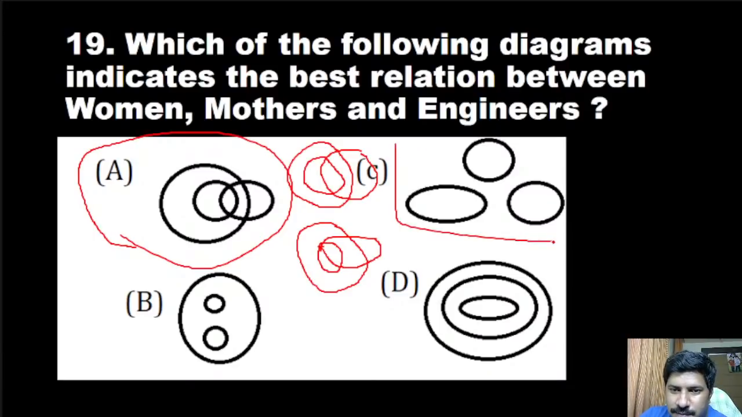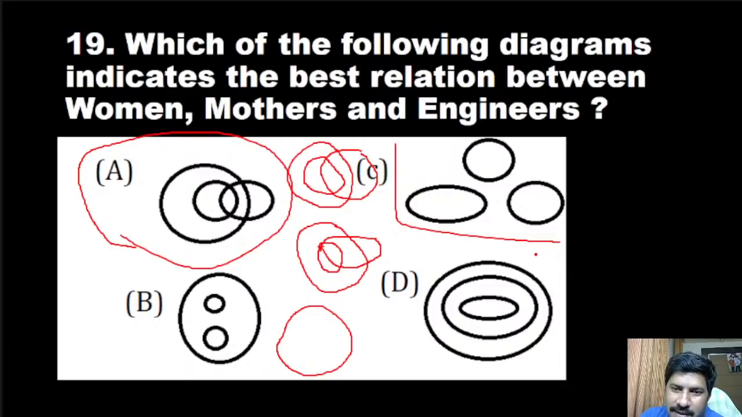So what about this picture? In this picture, there is no relation. All circles are unrelated. So it is a wrong answer. And what do you mean by this B option? B option means the bigger circle, which we can term as women, and two inner circles. So all mothers are women. That is correct. But sometimes women are in other professions also. So it is incorrect here. And there is no relation between mothers and engineers. So that is why option B is incorrect.